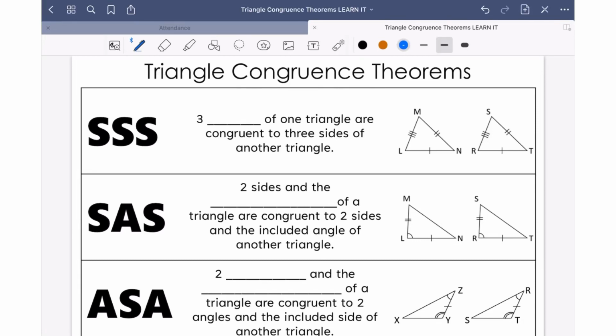Good morning, everyone. Today's lesson is going to be over the triangle congruence theorems that we are going to be using so that we can do our proofs to prove that triangles are congruent.